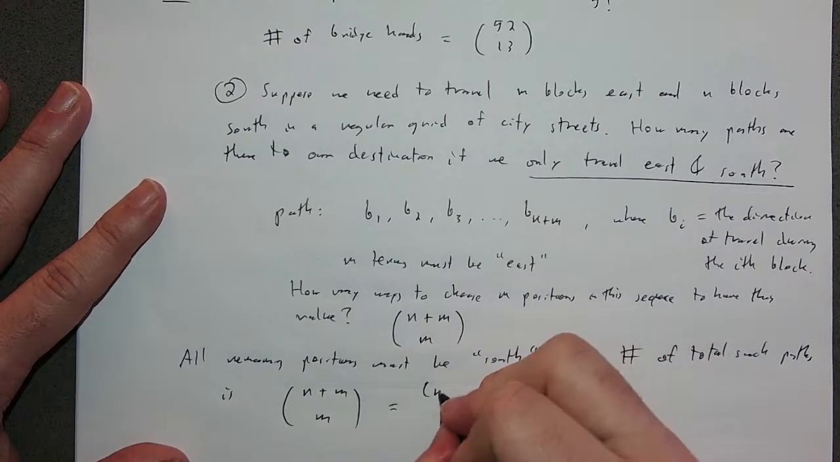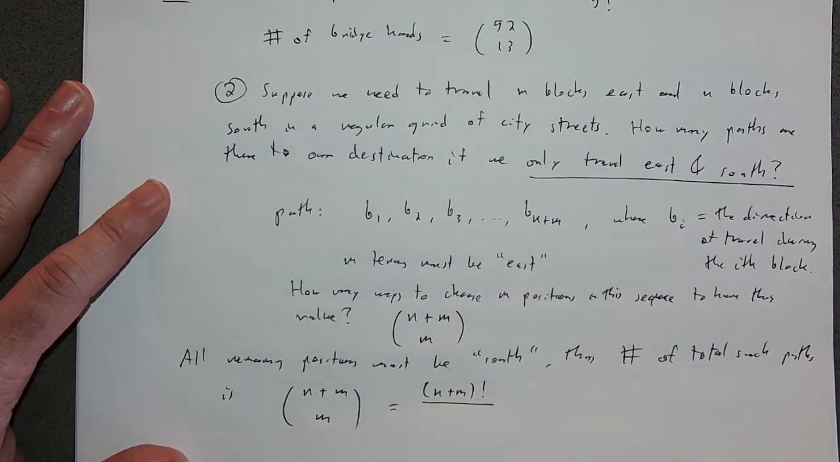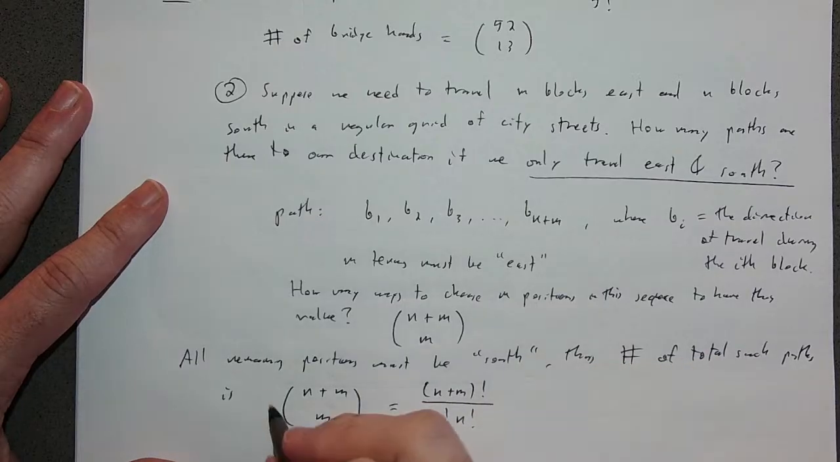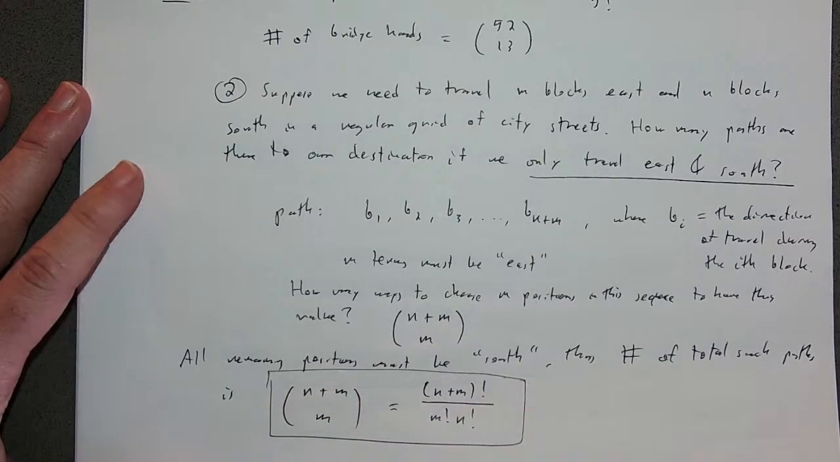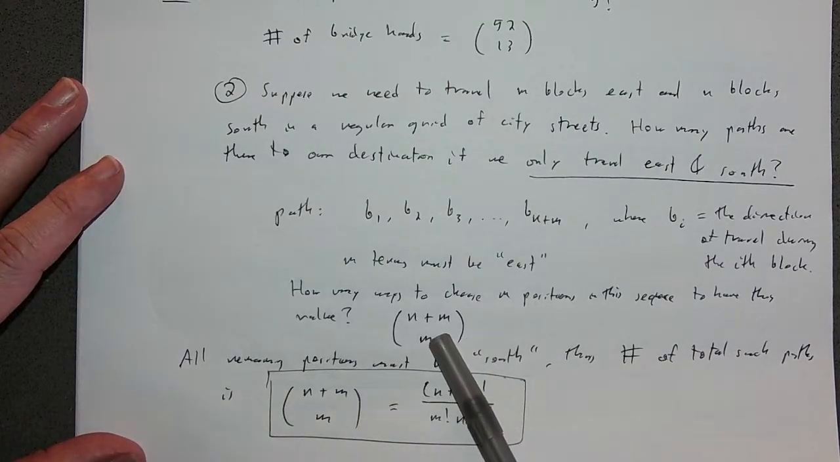which is n plus m factorial divided by m factorial times n factorial. You might object and say, well, what was special about east in this way of doing it? Nothing. What if we had started with south? What would we have gotten? We would have gotten that the number of ways was n plus m choose n, but this is the same, right?